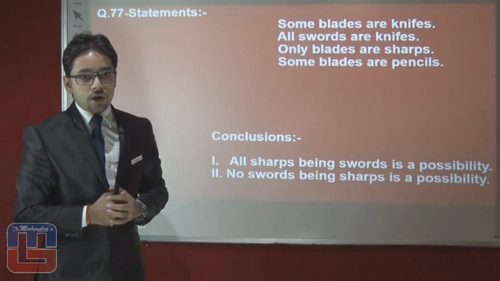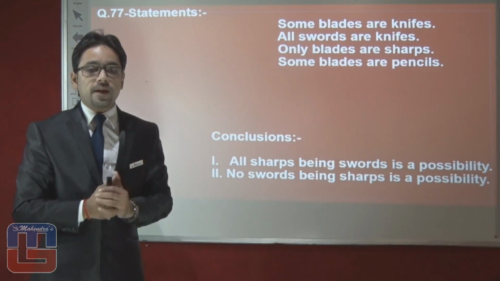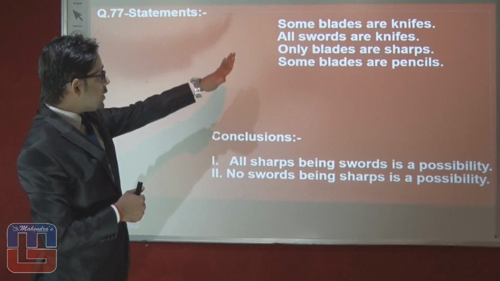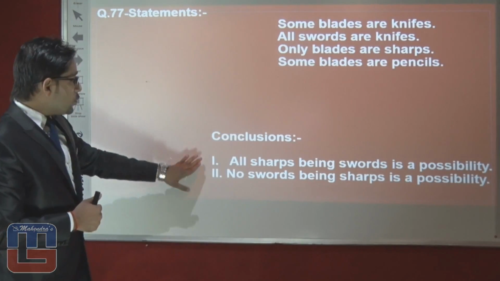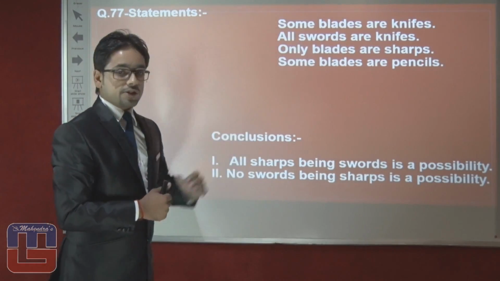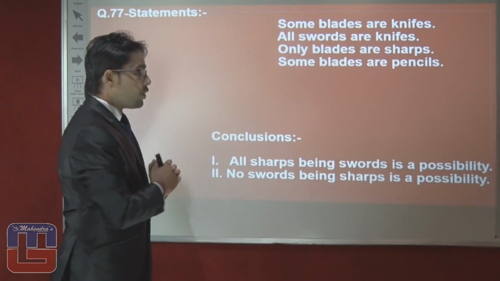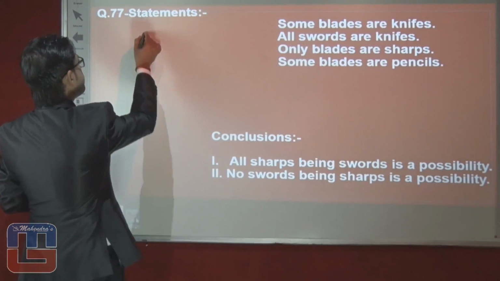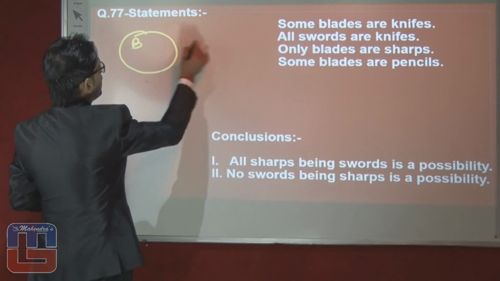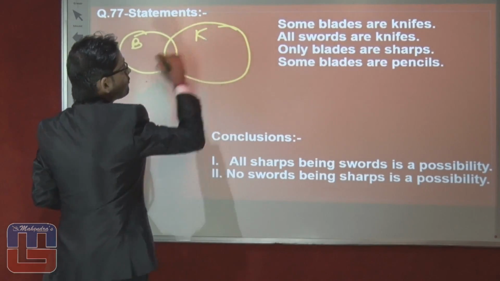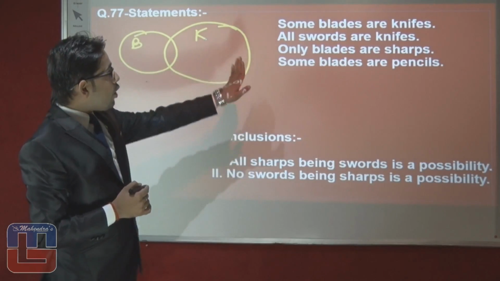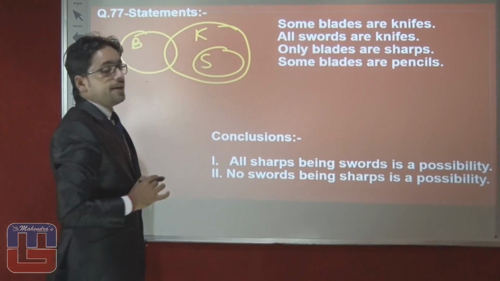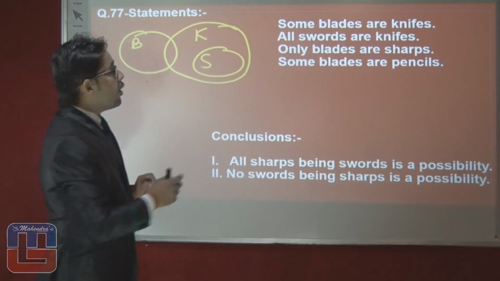This question is based on slots and generally 4 to 5 marks question will be asked in your exam from this topic. 4 statements you can see here, which is followed by 2 conclusions. With the help of these 4 statements you have to decide which of the following conclusion is true. First statement is saying some blades are knife. Second statement is saying all swords are knife. Third statement is saying only.